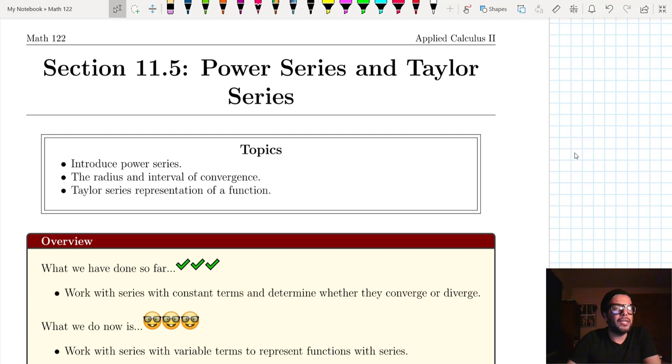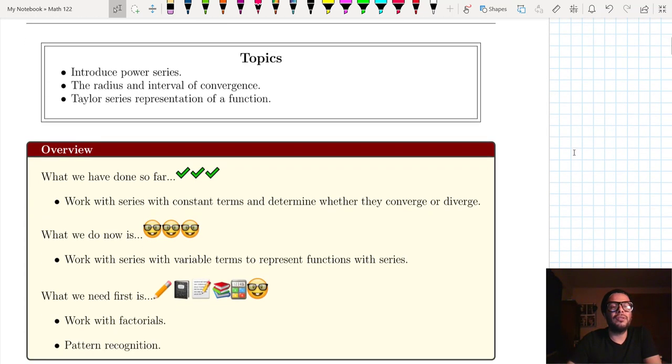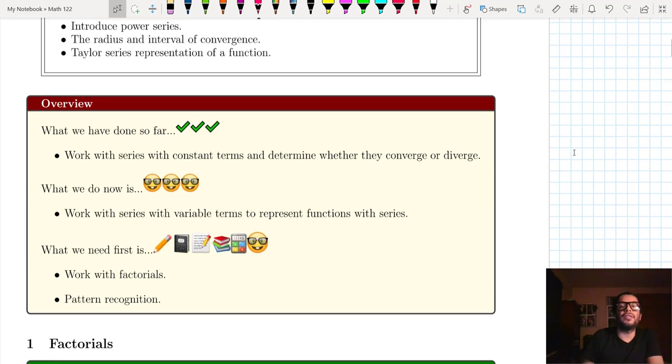However, we're not just going to do polynomials. We are going to convert those into infinite series. You'll see later when we move on to the section. What are power series? But first of all, let's see what we have done so far.